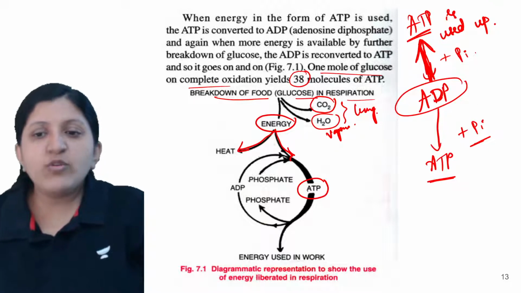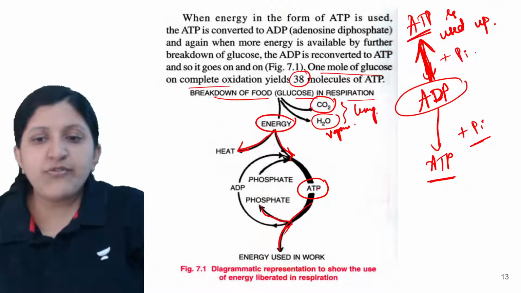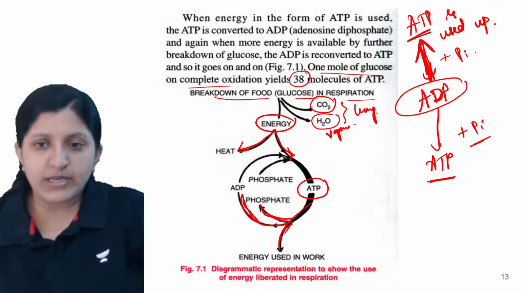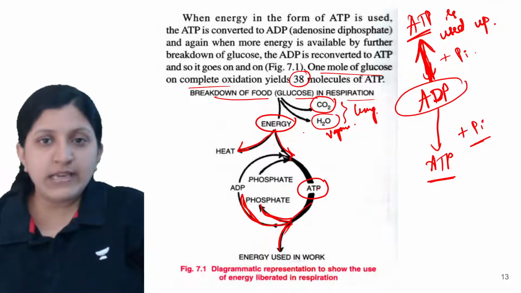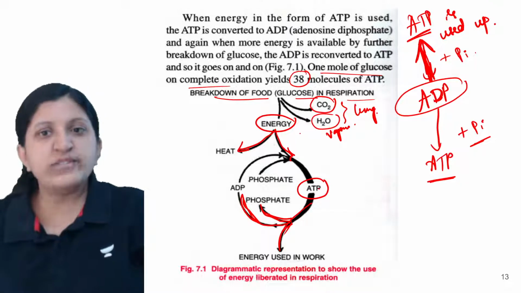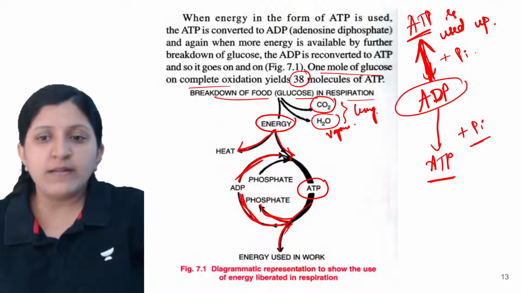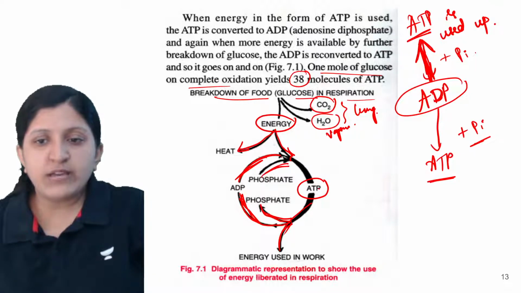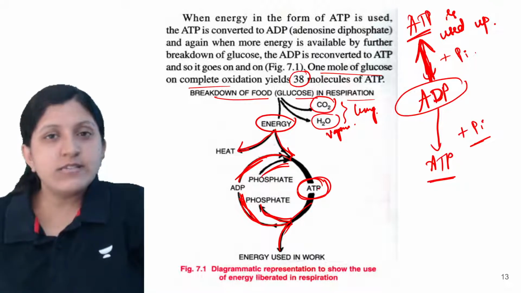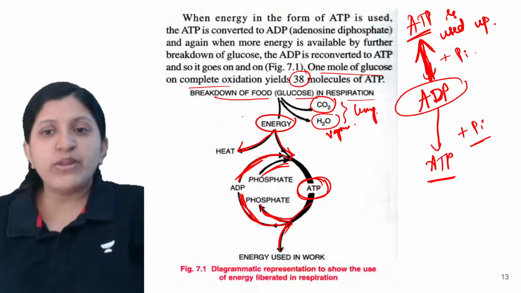Now this ATP is used up in work. A phosphate gets separated and ADP gets separated. Again, when heat energy or energy is available, you can see ADP will join together with the phosphate again to form ATP. So this is repeating.